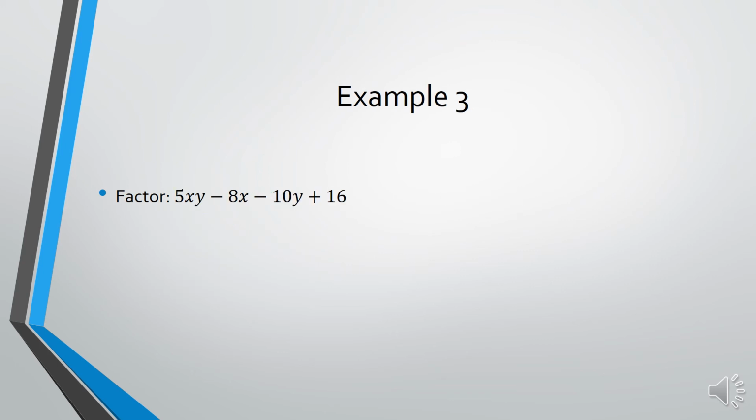So let's do the same thing again. If I look at my first two terms, my greatest common factor, I believe, is just x. 5 and 8 don't share any factors. So when I pull out my x, so divide both of these by x, I get 5y minus 8.